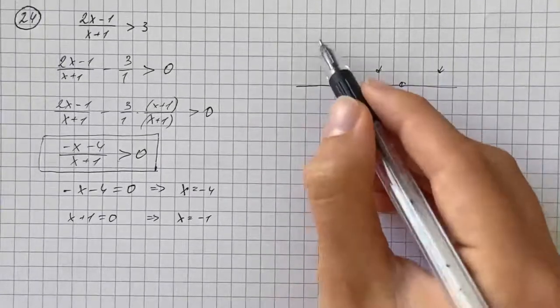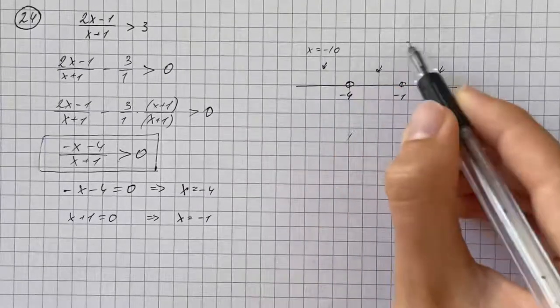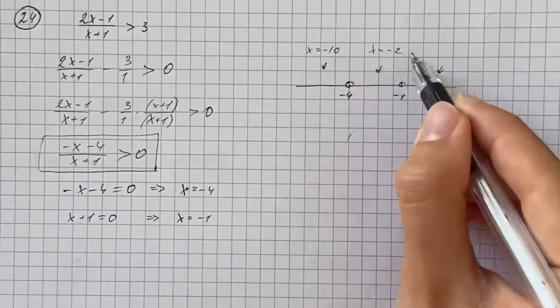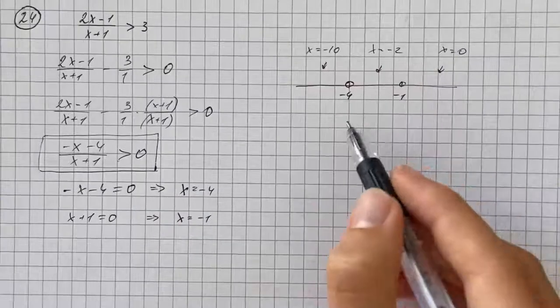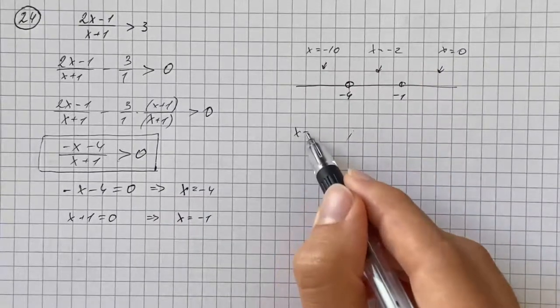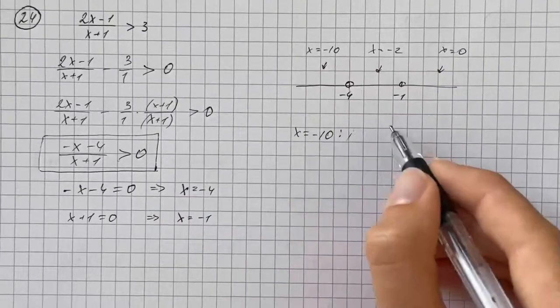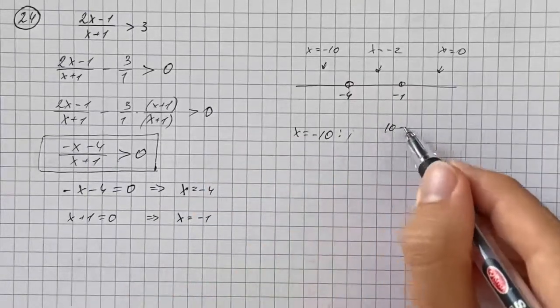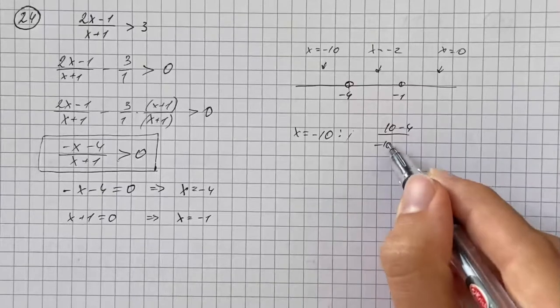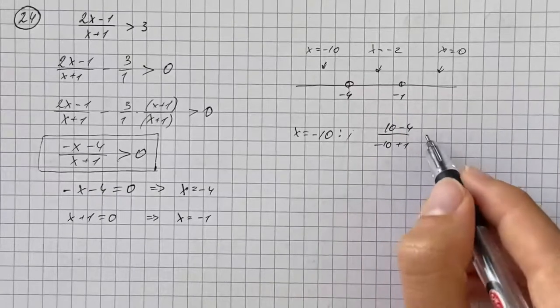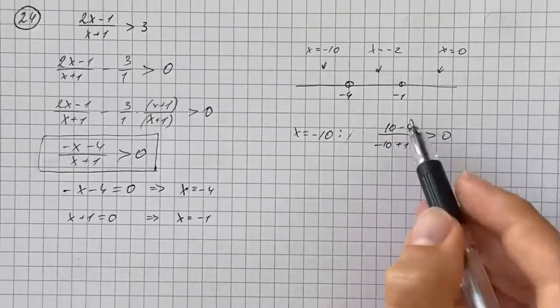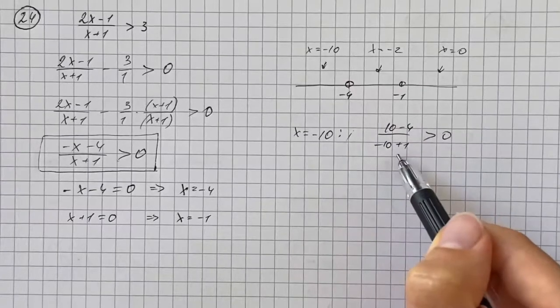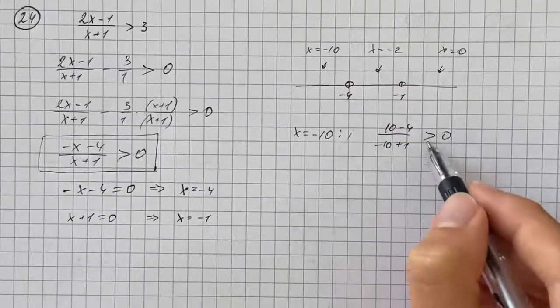So we're going to test x equals negative 10, x equals negative 2, and x equals 0. If we substitute x equals negative 10, we get negative of negative 10, which is 10, minus 4, over negative 10 plus 1. So we get 6 over negative 9, so that's going to be a negative number, which is not greater than 0.